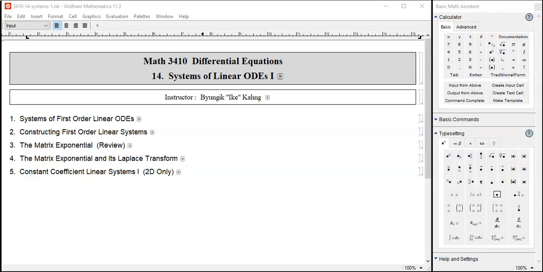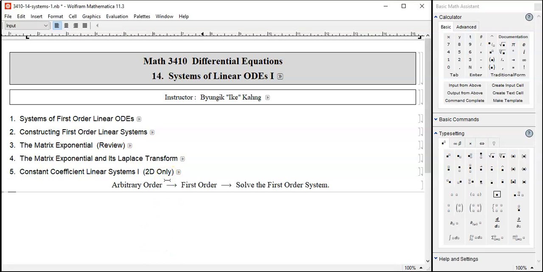Hello students, welcome back. Let's go to section 2 of this notebook, Constructing First-Order Linear Systems. What is this all about? In section 1, we studied the theory of systems of first-order linear ODEs. And then, after this, in sections 3, 4, and 5, we are going to learn how to solve the first-order system. Now, what about higher order? Basically, that's what we are up to right now.